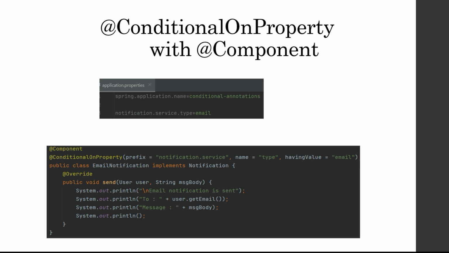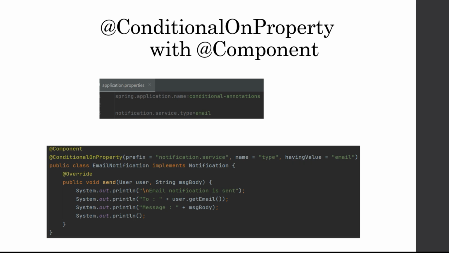When the Spring application starts, before creating the bean for email notification, it will read the property value for notification.service.type, and then it will match the expected value with the property value of notification.service.type. Here in the application.properties file, the value of the notification.service.type property is email, and the having value is email, so it is going to match. In this case the email notification bean would be created.